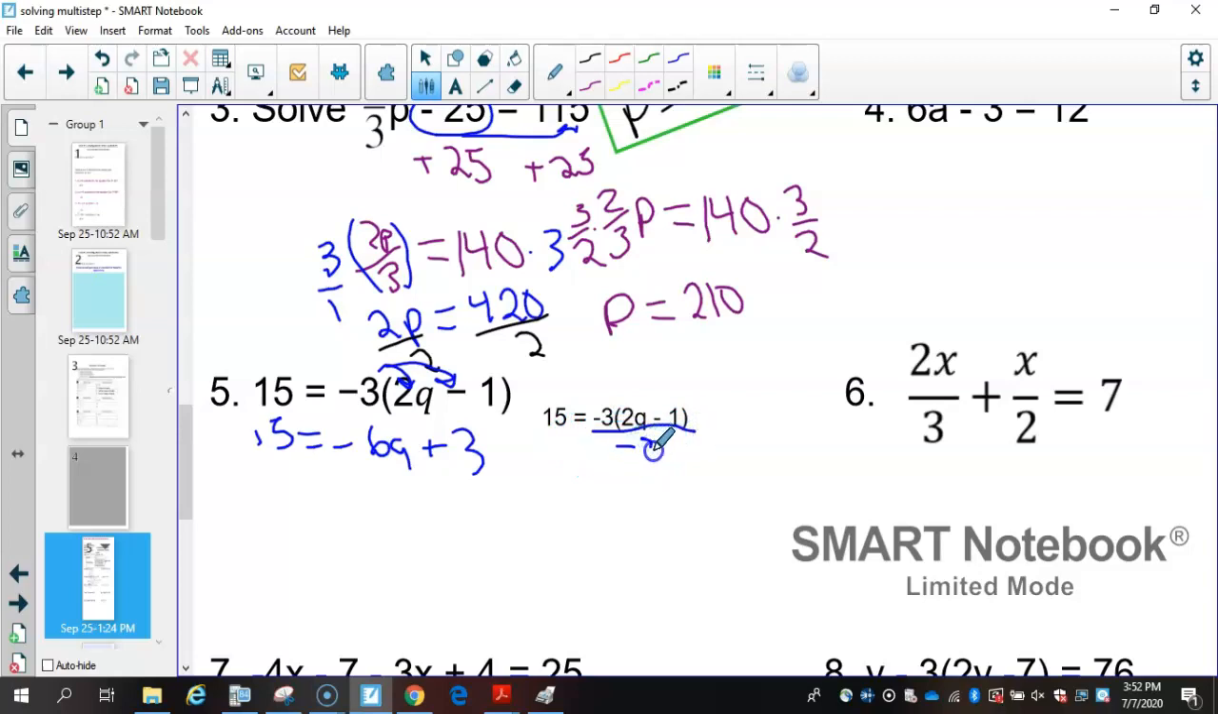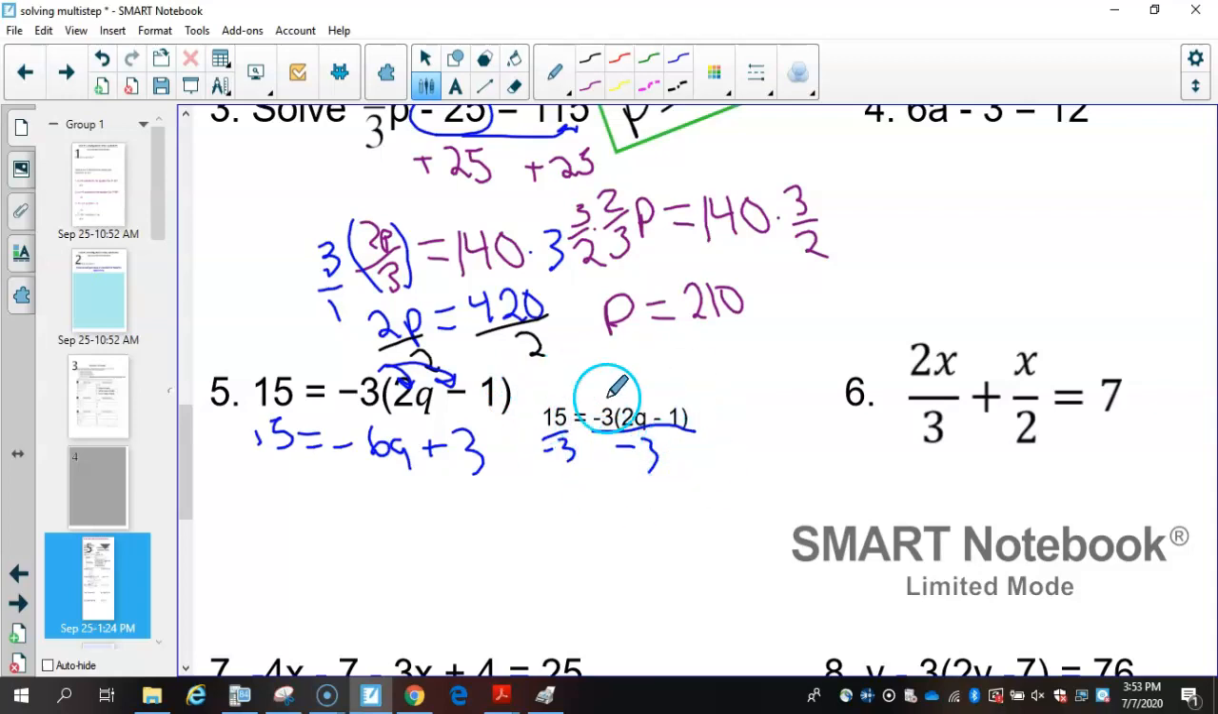I will say you can't always do this. The reason I can do this right now is because 15 is divisible by negative 3, and it would give me some whole number. If you go to do this and you end up with decimals or fractions, you might confuse yourself more than you want to. If you do end up with fractions or decimals, which is not always wrong, maybe go back to using the distribution method first.